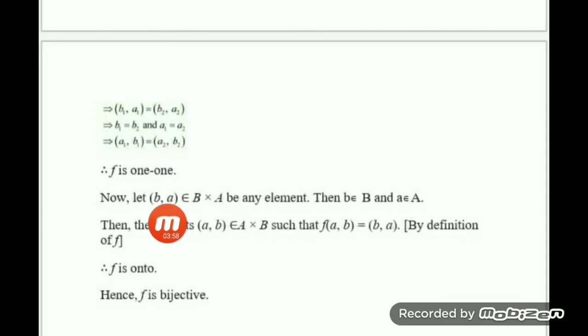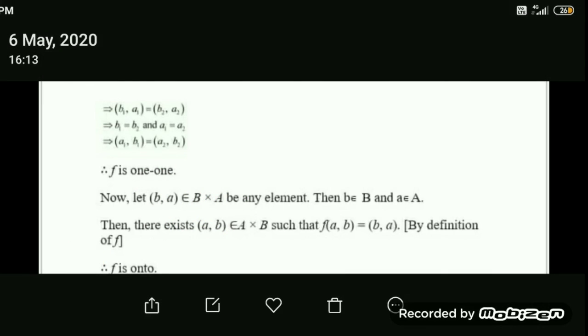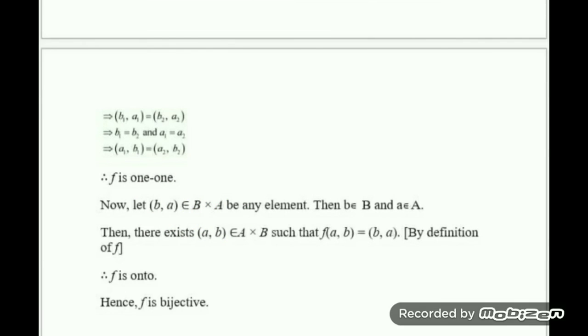Now we form an ordered pair as required. So if b belongs to B and a belongs to A, then can you form an ordered pair (a, b)? So let us form the ordered pair (a, b). Obviously it belongs to A cross B. So we have seen here that for every element (b, a) in B cross A, we get an element (a, b) in A cross B. Then obviously by definition f of (a, b) is equal to (b, a). This is by the given definition. So your conclusion is what?